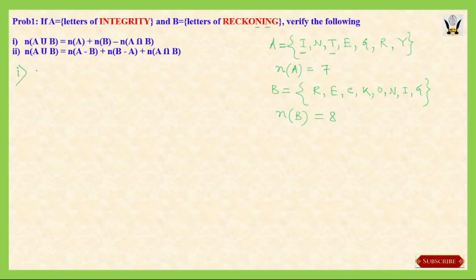First, in the first problem, on the left hand side, we have to find the cardinal number of the union of A and B. So first we will see what new set we get when we perform the union operation between set A and set B. It will have these elements, and we can see that we have 10 elements in this resultant set. So the cardinal number of the union is 10.